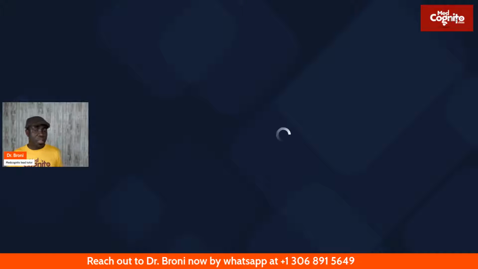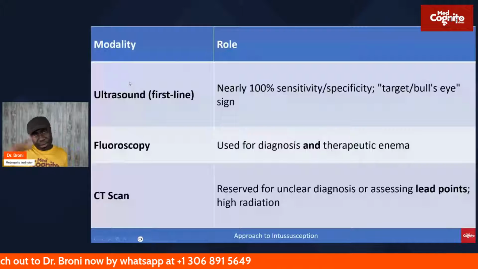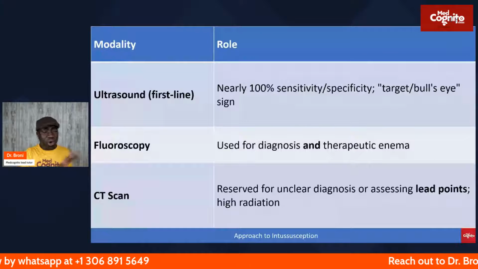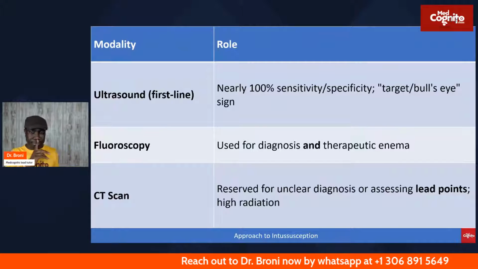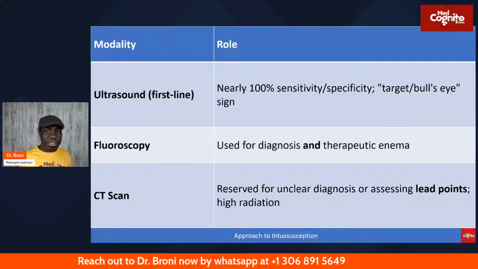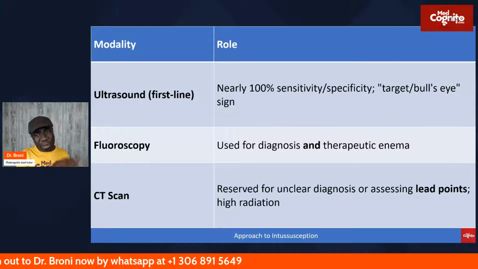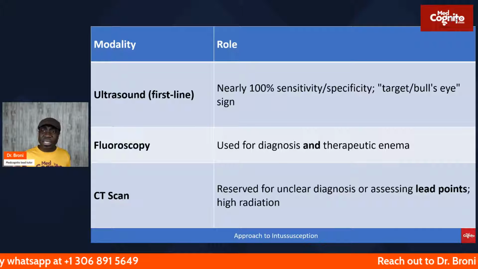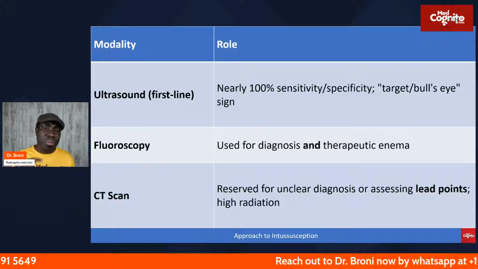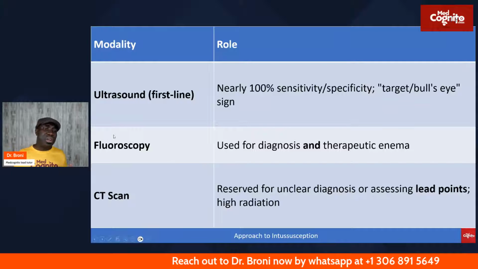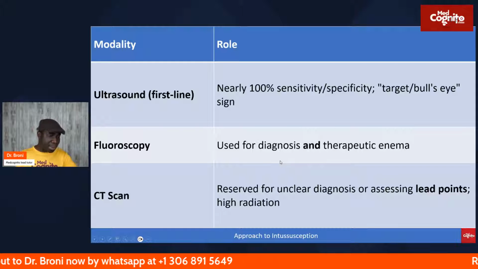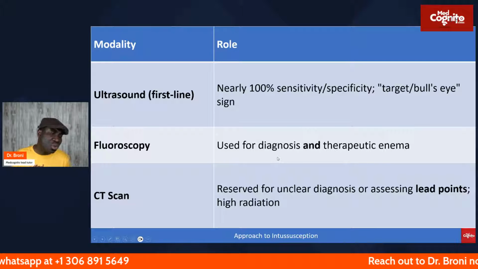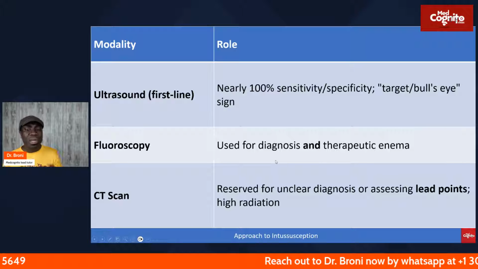So let me share my screen. So let's talk about the investigations. Always remember, for intussusception, ultrasound is the first line. Abdominal ultrasound has almost 100% sensitivity and specificity, and you see what we call a target or bull's eye sign. And then you can also do fluoroscopy, but usually fluoroscopy is used for diagnosis and therapeutic enema. Then you can also do a CT scan, which is reserved for unclear diagnosis.